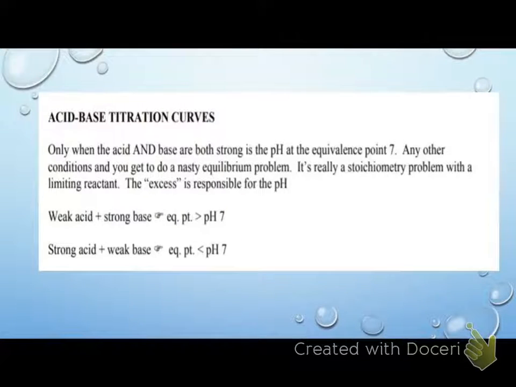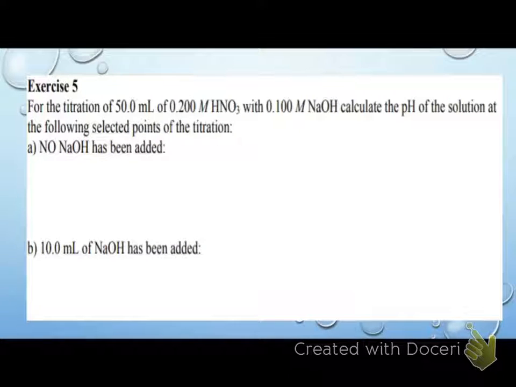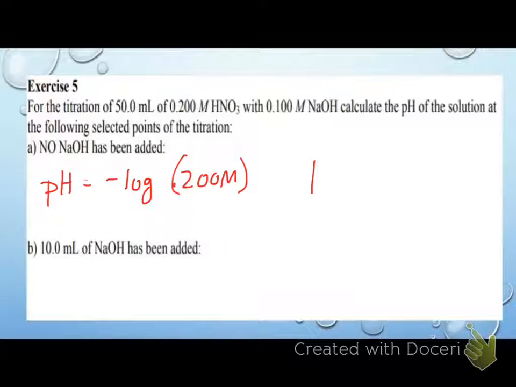Okay, we're going to do exercise 5. Exercise 5: the titration of 50 mL of 0.2 molar HNO3 with 0.1 molar NaOH. Calculate the pH. So this is a strong acid. Before we have added any sodium hydroxide, pH is just going to be equal to the negative log of the concentration, 0.2 molar. So before we start, our pH is very low, 0.699, because we have 3 sig figs, we need 3.